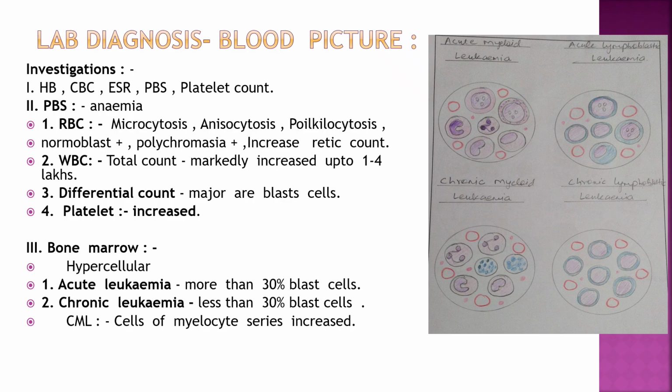Bone marrow is hypercellular, so many cells are there, and the fatty area is less. In acute leukemia, more than 30% myeloblast cells are there. In chronic leukemia, less than 30% blast cells are there. In chronic myeloid leukemia, cells of the myelocyte series are increased, and basophilia is also there.